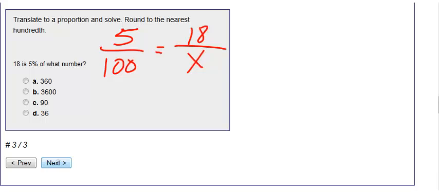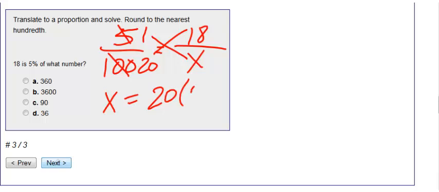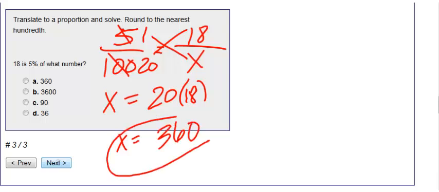So again, I can simplify here this 5 over 100. 5 goes into 5 one time. 5 goes in 100 20 times. Therefore, now I have easier numbers to work with. So I can cross multiply. 1 times x is x. And then I have 20 times 18. So all I have to do is multiply this out. My 20 times 18, I get 360 as my answer, which is choice A.